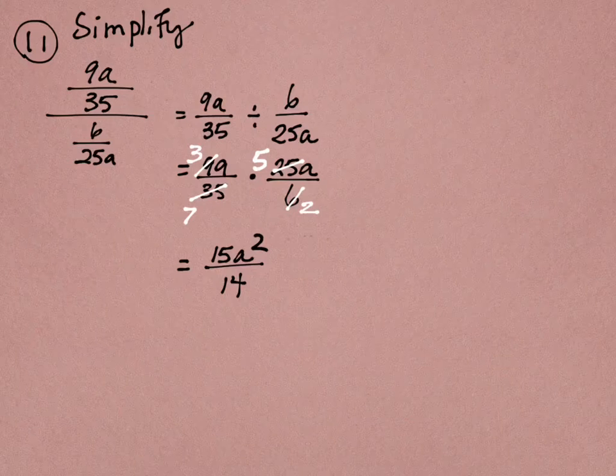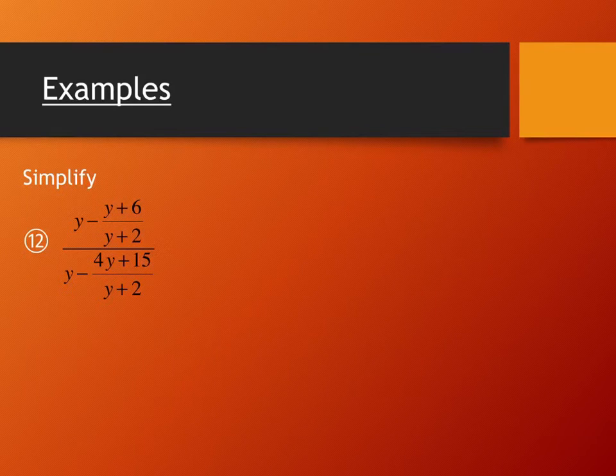Okay? Good deal. The other one's a little more challenging because of the addition and subtraction. I can't just write it as division and flip anything, because I don't have a single fraction to flip. I've got a mess. That's really what I have, a mess. So what do I do?